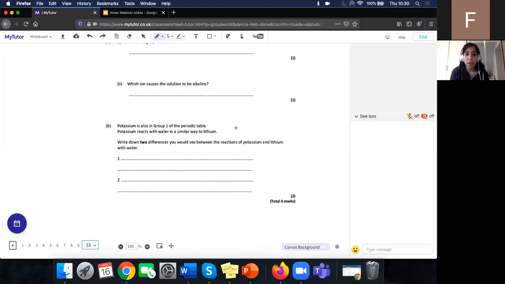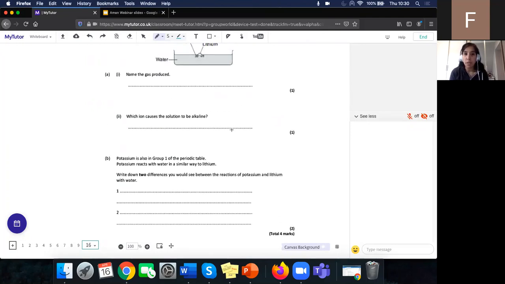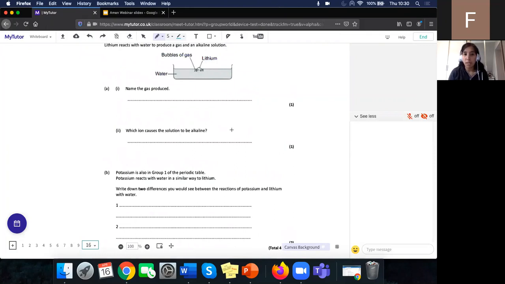Okay. Potassium is also in group 1 of the periodic table. Potassium reacts with water in a similar way to lithium. Write down 2 differences you would see between the reactions of potassium and lithium with water. So what do we think? So we saw the reaction of potassium, and I definitely explained one difference. Does anyone know what those differences are? So between potassium and lithium reacting.